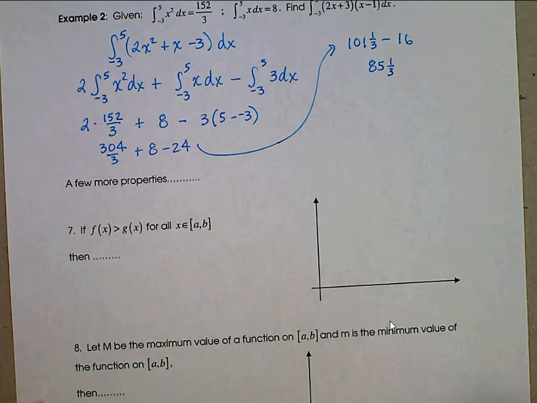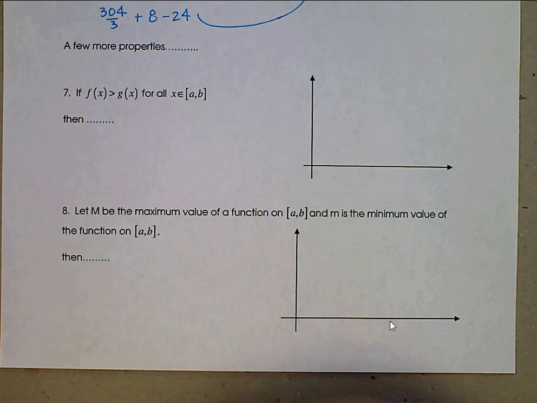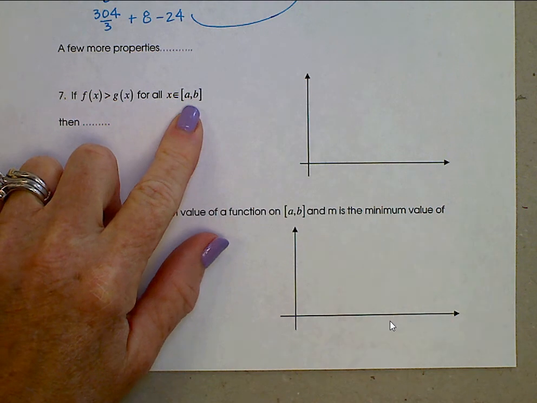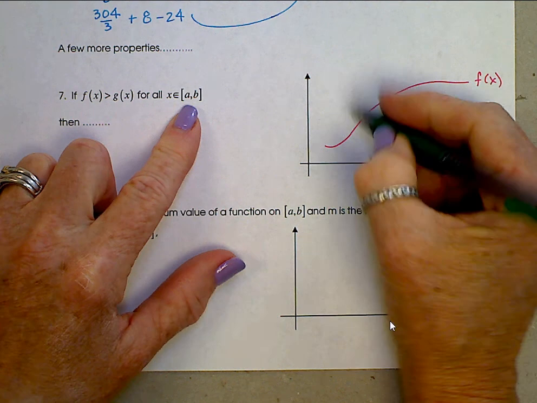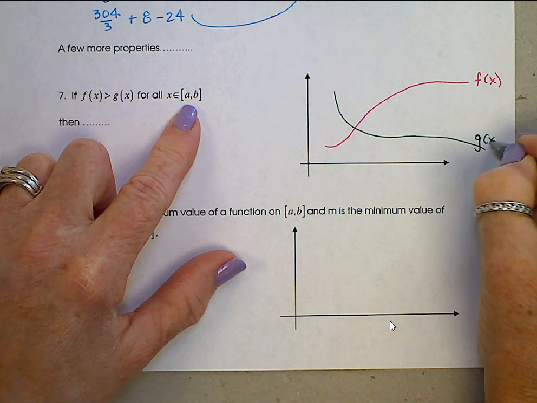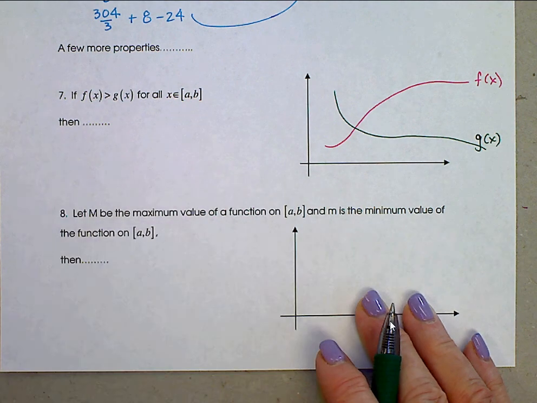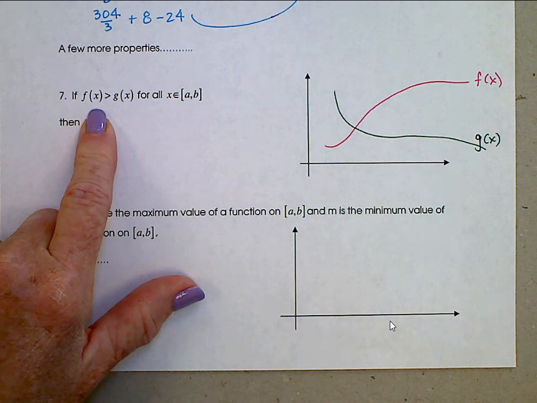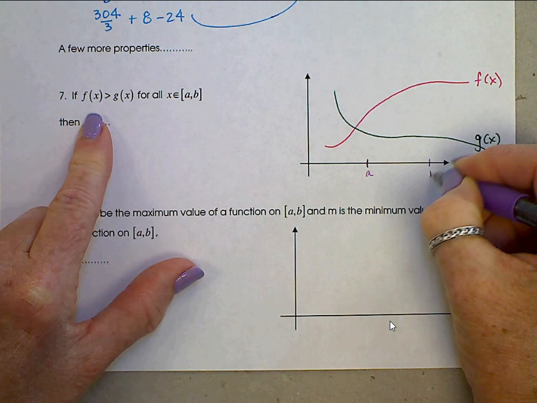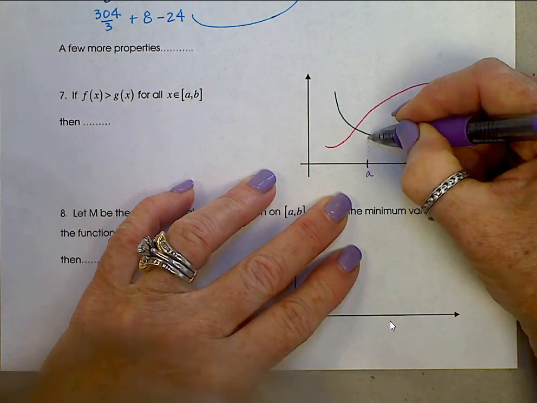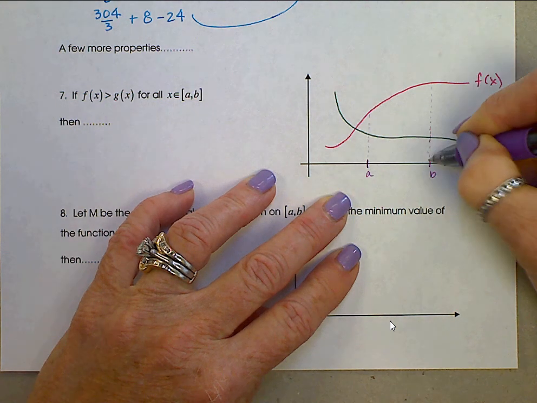All right, a few more properties to look through. We have this one: if f of x is greater than g of x for all x within some interval a to b. So let's put some f of x up here and some g of x. And right now, f of x is not always greater than g of x, but if we put some interval here, we put a here and b here, now we see that f of x is greater than g of x within that interval a to b.